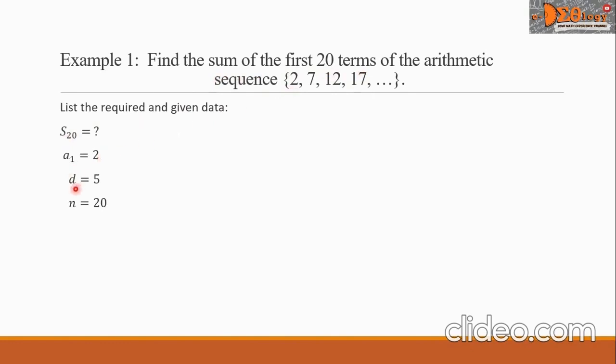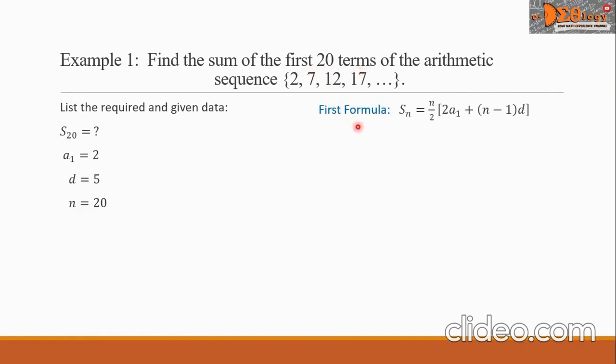The common difference is not directly given in the problem, but we can compute it by simply subtracting two consecutive terms like this. 7 minus 2 is 5. Or 12 minus 7, that is also 5. Or 17 minus 12 is also 5. And n equals 20 as specified in the problem as first 20 terms.